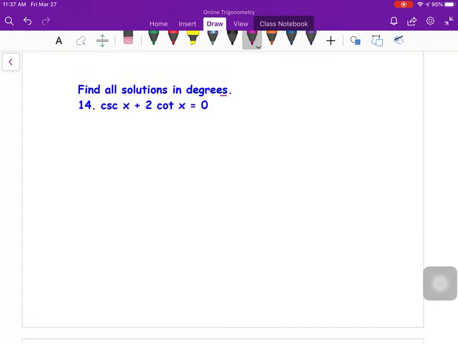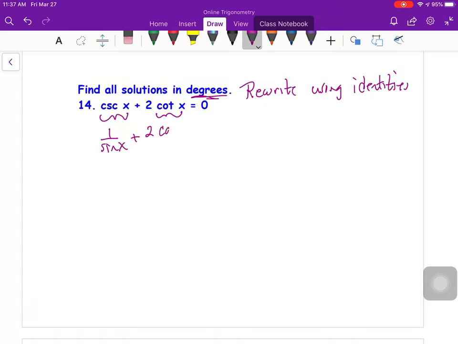The next problem. Now, this next problem says all solutions, and we're still in degrees. We have 2 different trig functions. But if we think about this for a moment, we can rewrite using identities. And I think that will help. The cosecant can be rewritten as 1 over the sine of x. The cotangent can be rewritten as cosine x over sine of x.